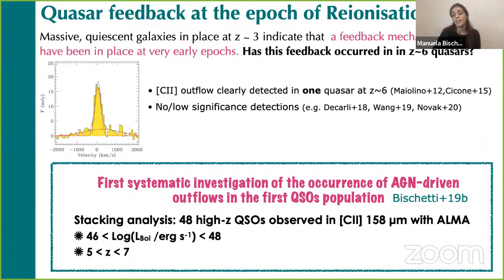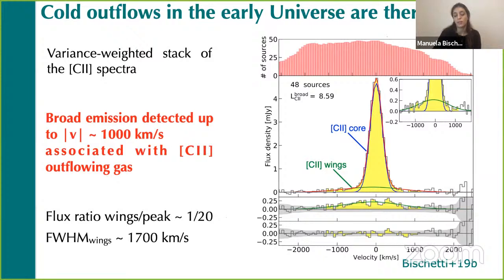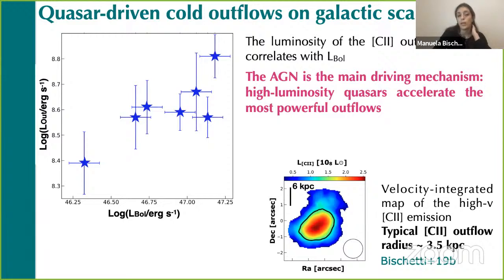And by stacking the carbon 2 spectra of this whole sample, we found that cold outflows in the early universe are actually there. As you can see from this stacked spectrum, the carbon 2 profile shows high velocity wings, which extend up to a velocity of 1,000 kilometers per second associated with outflowing gas. And we also found that the luminosity of these broad wings correlates with that of the quasar. So essentially, this identifies the AGN as the main driving mechanism of the high velocity carbon 2 emission. So this is in agreement with what is found at lower redshift, that high luminosity quasars accelerate the most powerful outflows.